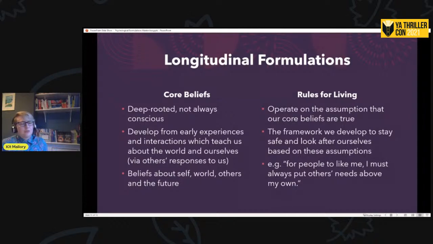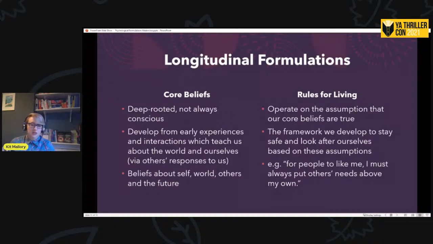So a conventional cognitive behavioral formulation starts with our early experiences and core beliefs. Our core beliefs are deep-rooted and not always conscious. They're quite simple, but they're quite fixed, and they develop from early experiences and interactions which teach us about the world and about ourselves via our interactions with the world and with other people. And they tend to be beliefs about ourselves, about the world, about other people, about the future, and again, quite simple. So it could be, the world is a dangerous place, or the world is generally a safe place.